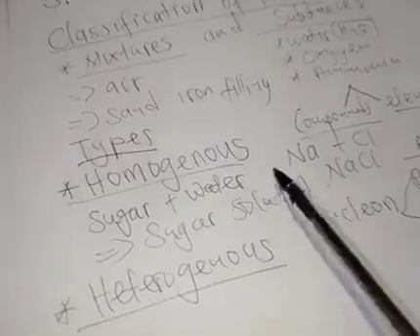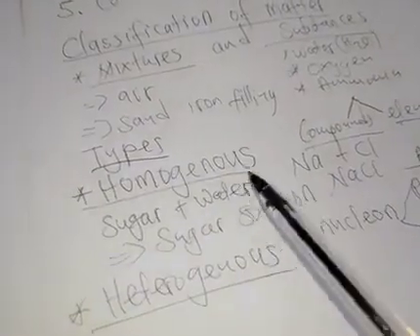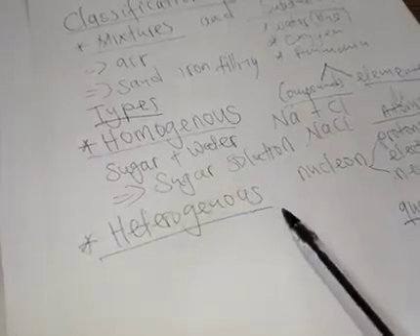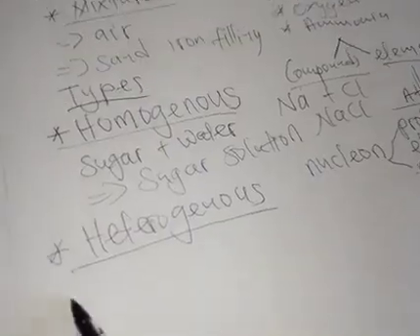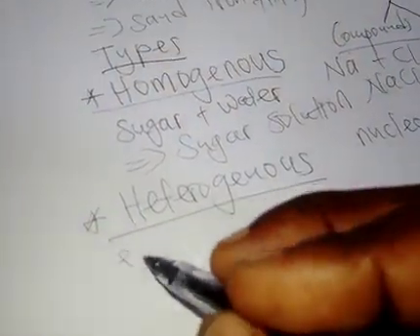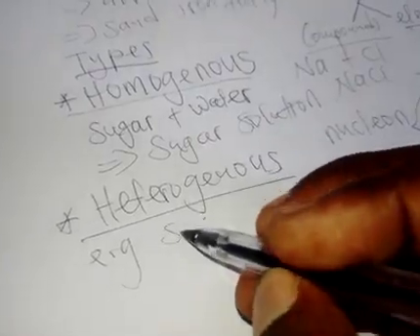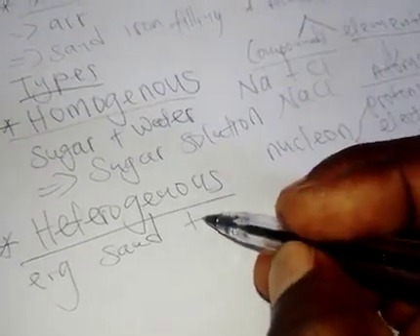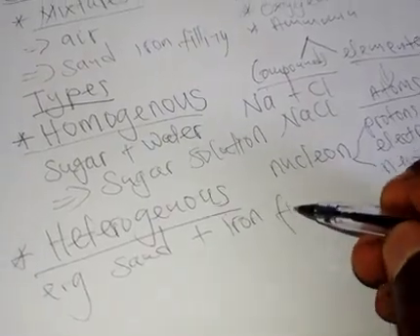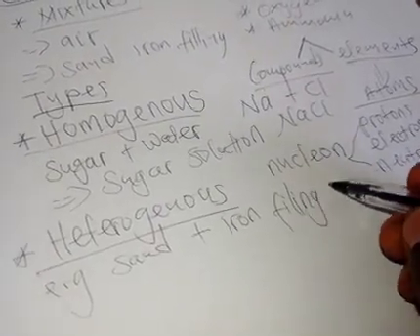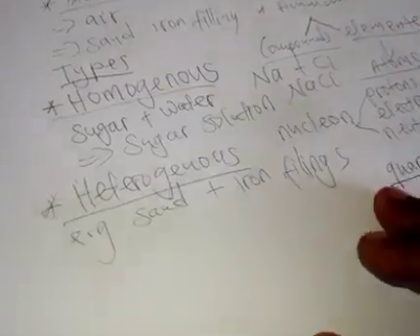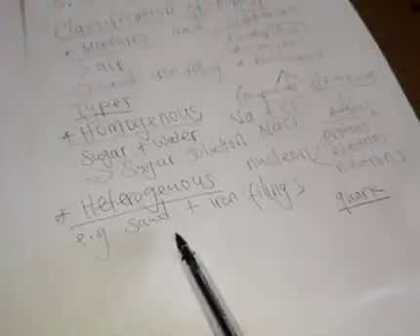Since for a homogeneous mixture the substances are uniform, or the same throughout, under heterogeneous mixtures we can say the composition is not uniform. For example, if we have sand mixed with iron filings, you'll be able to see that this is sand and this is iron filings. That type of mixture is called a heterogeneous mixture.